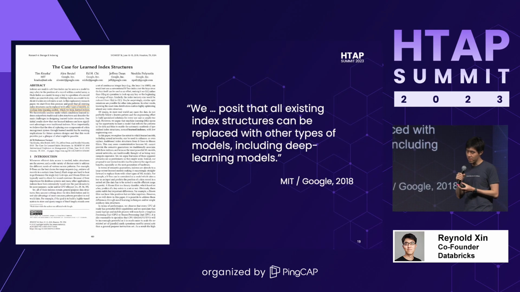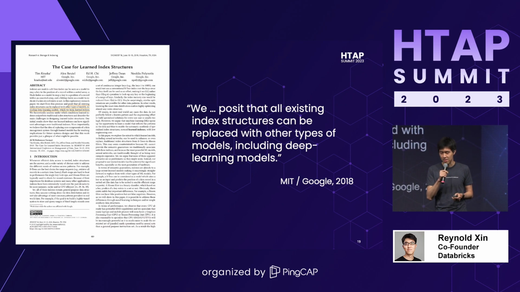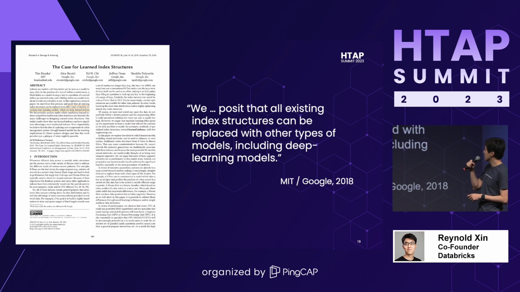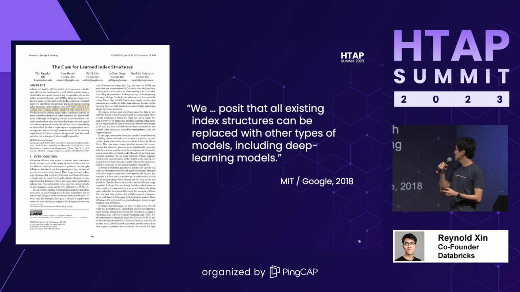Now, we're not the very first set of people on the planet to come up with this idea. As a matter of fact, there was a paper from Google in 2018, collaborating between Google and MIT, called The Case for Learned Index Structures, in which we posit all existing index structures can be replaced with other types of models, including deep learning models. One of the authors of the paper actually joined Databricks shortly after the paper was published.